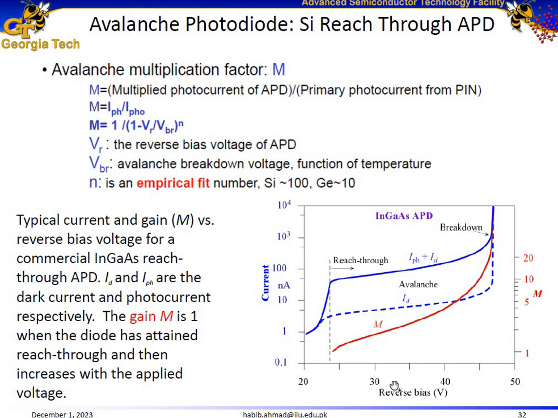If we further keep increasing, for example, increase the reverse bias voltage up to 40 volts, we see a multiplication factor of around 5. So at this point, each incident photon results in the generation of 5 electron hole pairs. And then further keep increasing the voltage. At 45 volts, this multiplication factor is more than 10. But there comes a point at which this photocurrent plus dark current starts increasing drastically. And this point is called the breakdown point.